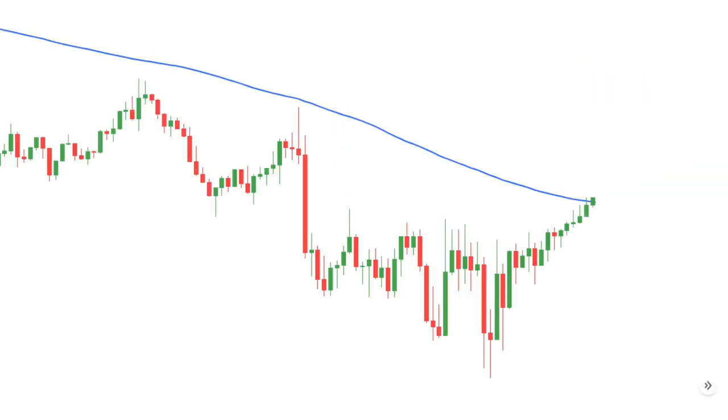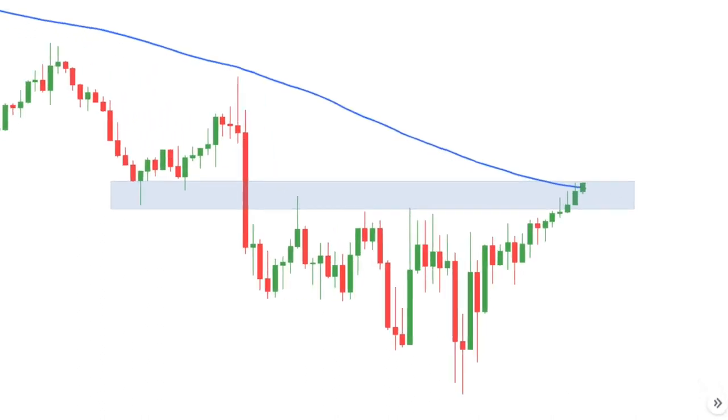Now let's see a short example. Here in this chart, the price is in a downtrend, as it is making lower highs and lower lows. Next, I have applied a 100 period simple moving average as our key level on the chart. And here the price pulls back towards the moving average. And if you see on the left, the price has rejected this level several times, making it an area of resistance.